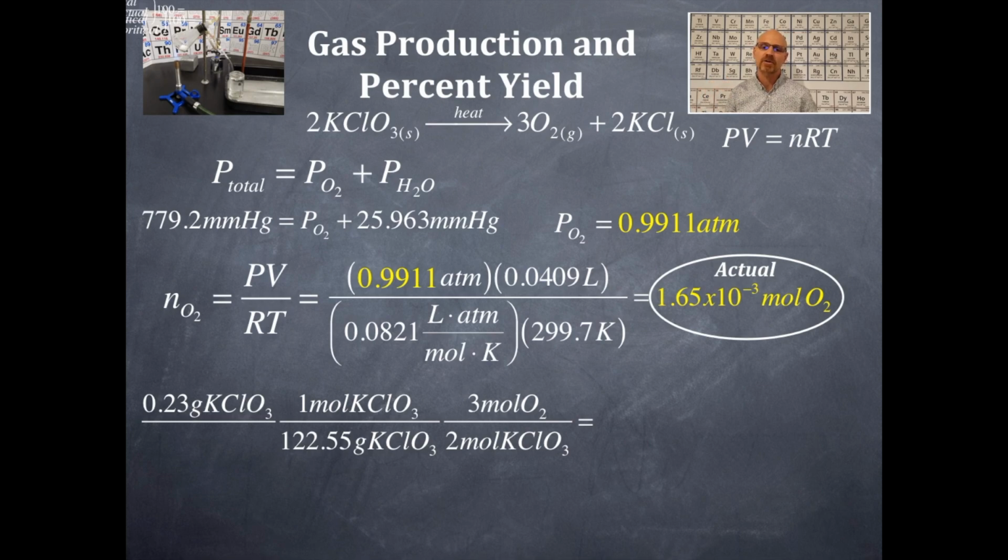I'm going to cancel out the grams using the molar mass of potassium chlorate. That's equal to 1 mole. Then I'm going to use the mole ratio between potassium chlorate and oxygen to now solve for the moles of oxygen. So this value, 2.8 times 10 to the negative 3 moles of oxygen, is the theoretical amount that you could have collected under the most ideal circumstances.